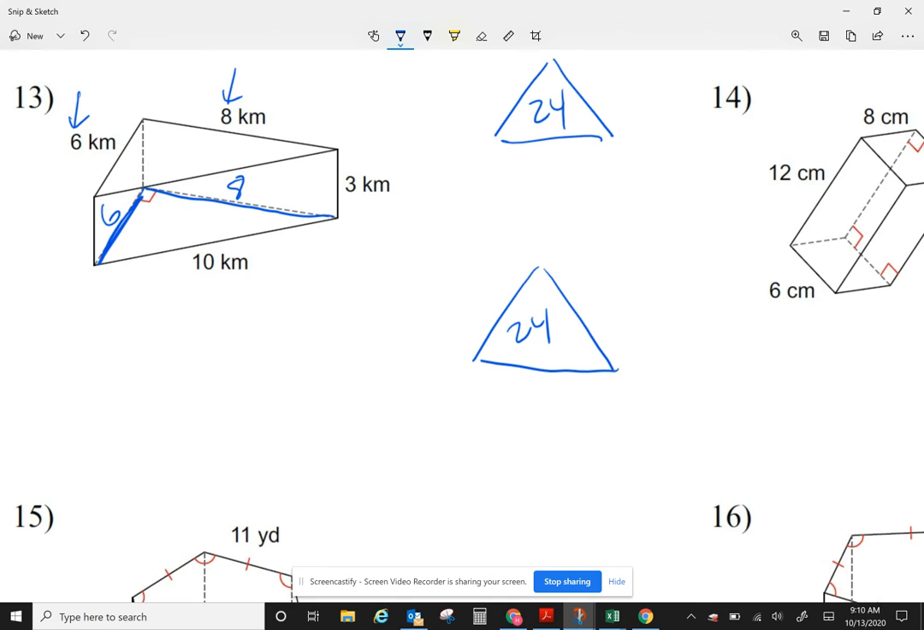Because the base has 3 sides, I'm going to have 3 walls. Let's assume they're rectangles. Let me find the number that has nothing to do with my triangles. In this case, 3. I'm going to multiply 3 times each side of my triangles. So let me go 3 times 6, 3 times 8, and 3 times 10.